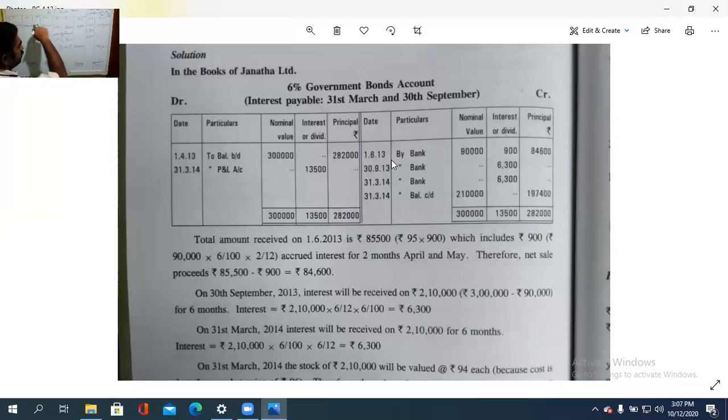Then here, profit, where is the profit? In the interest. So 6,300 plus 6,300 plus 900. So 7,200 plus 6,000, 13,200 plus 300, 13,500, isn't it? So 13,500 is the amount to the P&L account. Clear? 13,500.